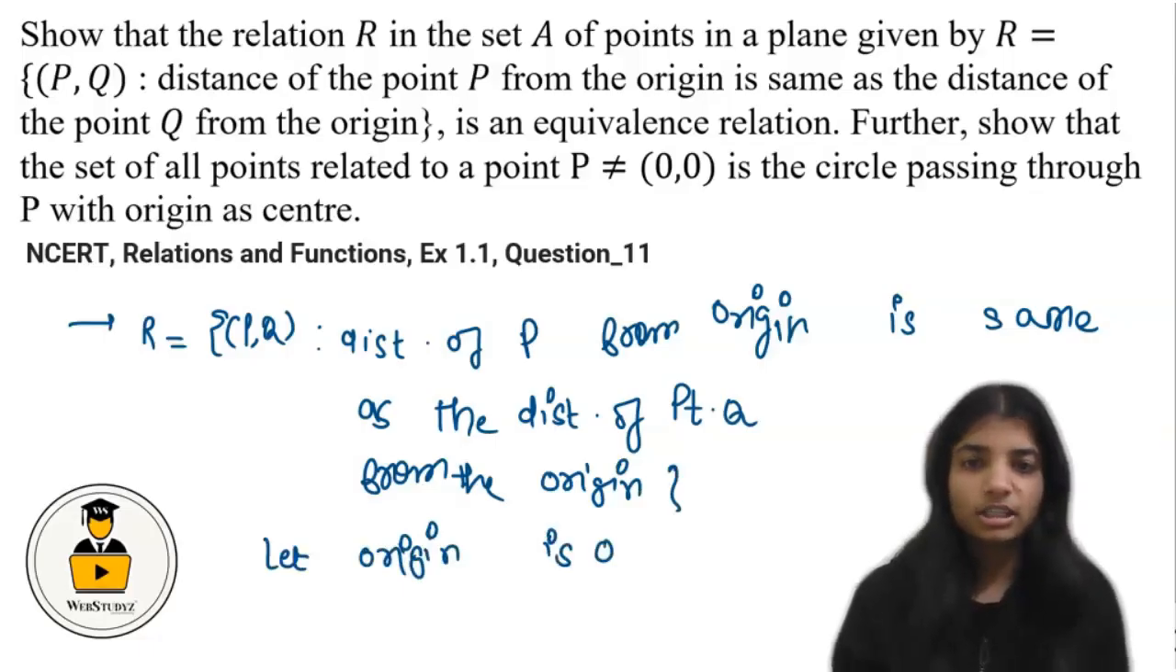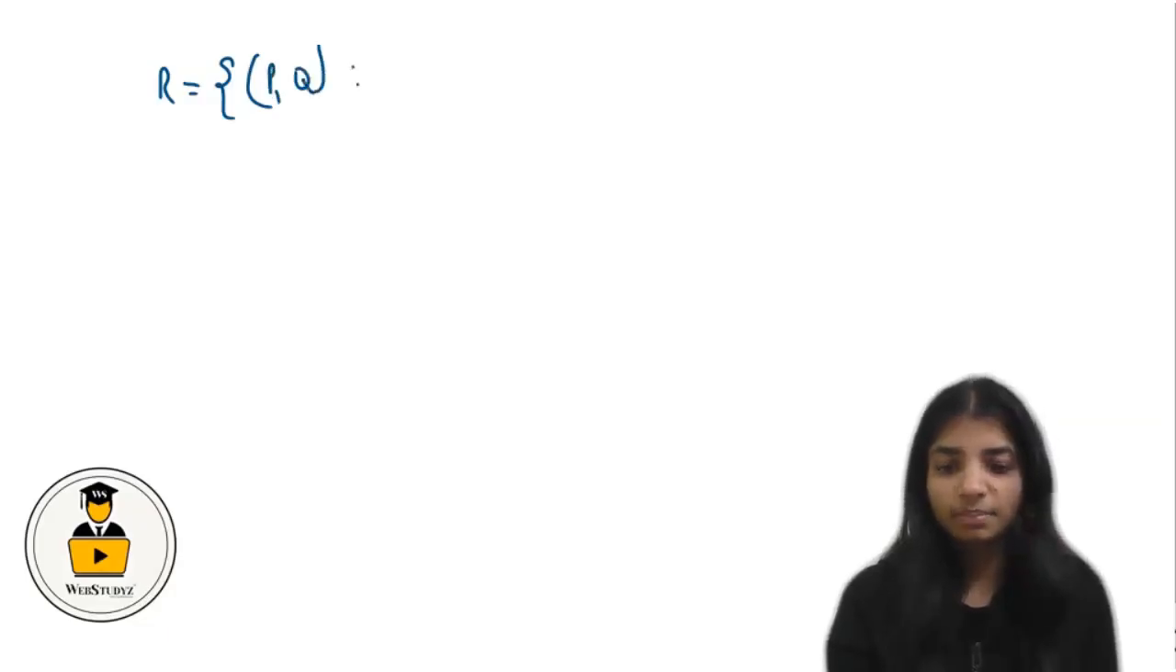So basically the relation is over (P, Q), where the distance of point P from the origin is the same as the distance of point Q from the origin. Here the origin is O. If the distance of point P from the origin, represented by PO, equals the distance of point Q from the origin, that is QO. So PO equals QO. So our relation is R equals {(P, Q)} such that PO, or we can say OP, equals OQ.